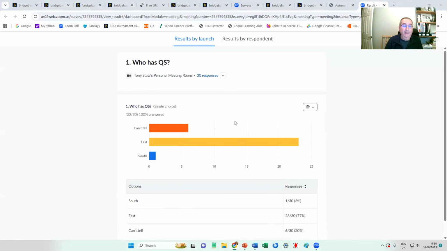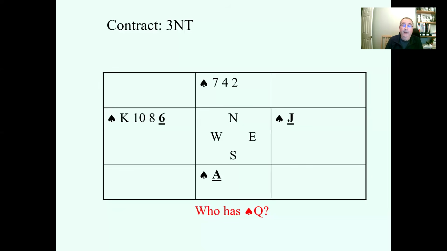And nearly all of you have said east, with some saying can't tell and one person saying south. And yes, it seems almost certain here, unless declarer is doing something very strange, that south does not have the queen. If south had the ace and the queen, and they had a chance to win the trick with the queen, you would think they would surely have done that, unless they were doing something quite strange, which we may come on to later. So normally you would expect that play to say that your partner has the queen.